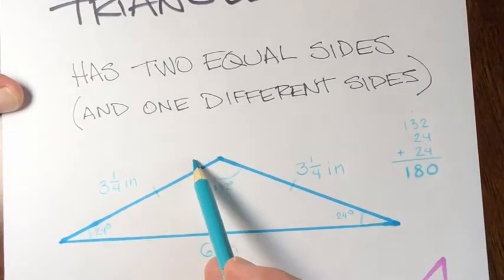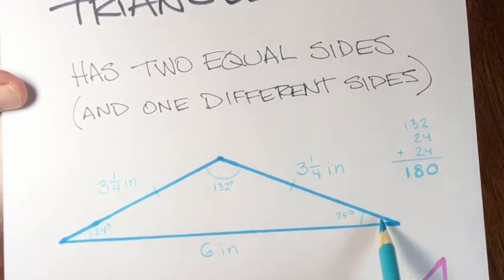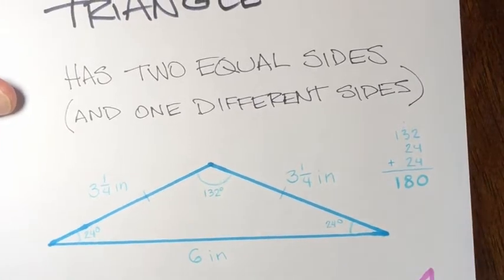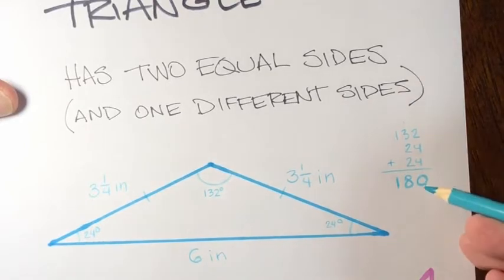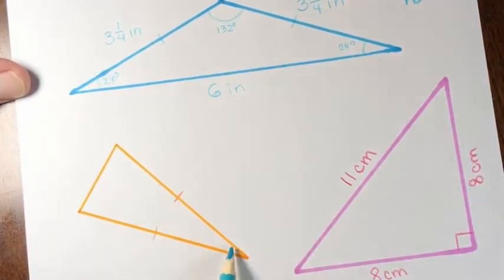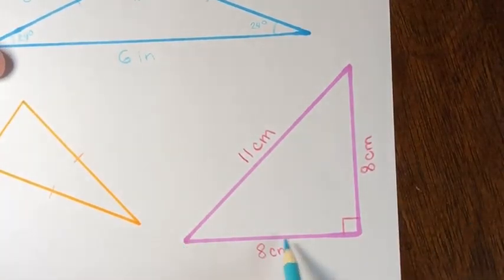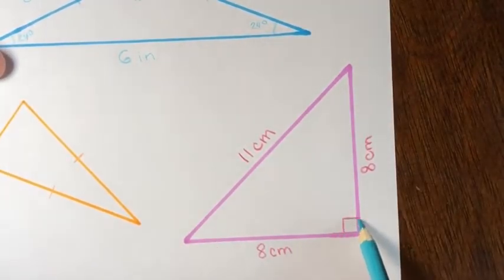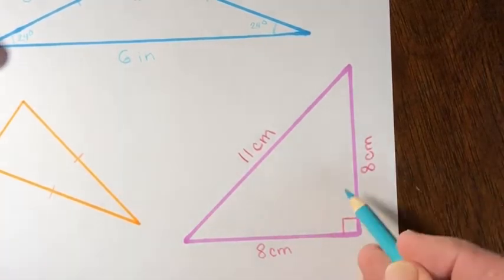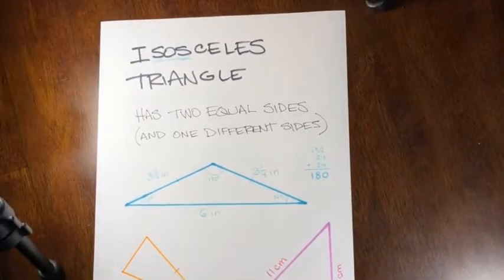This is 3 1/4 inches long, 3 1/4 inches long there, and then 6 inches along there. But the same rule, which is you have 24, 24, and 132, that will still add up to 180. So inside triangles will always be 180. It may look like this, where two sides are the same length and one side is shorter. You may even have a right triangle like this, where it's 8, 8, and 11, with a right triangle there. But these two sides are still the same, so that makes it an isosceles triangle.